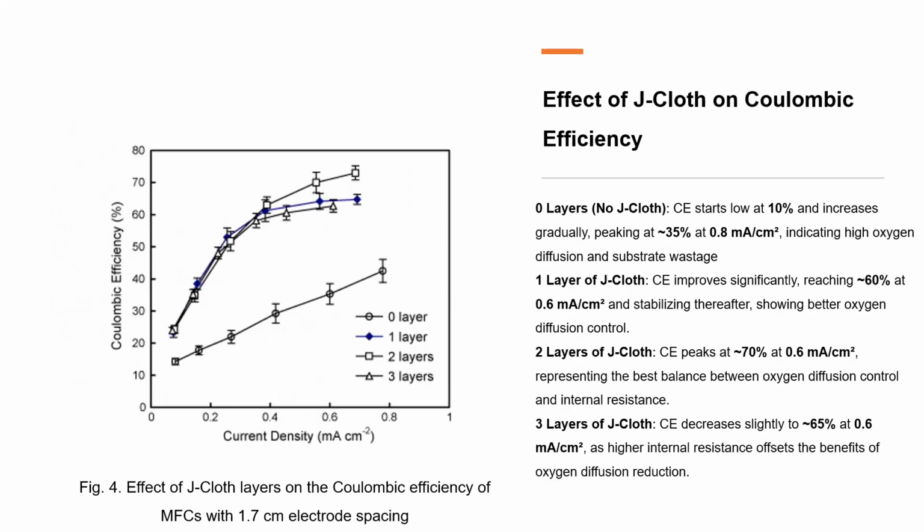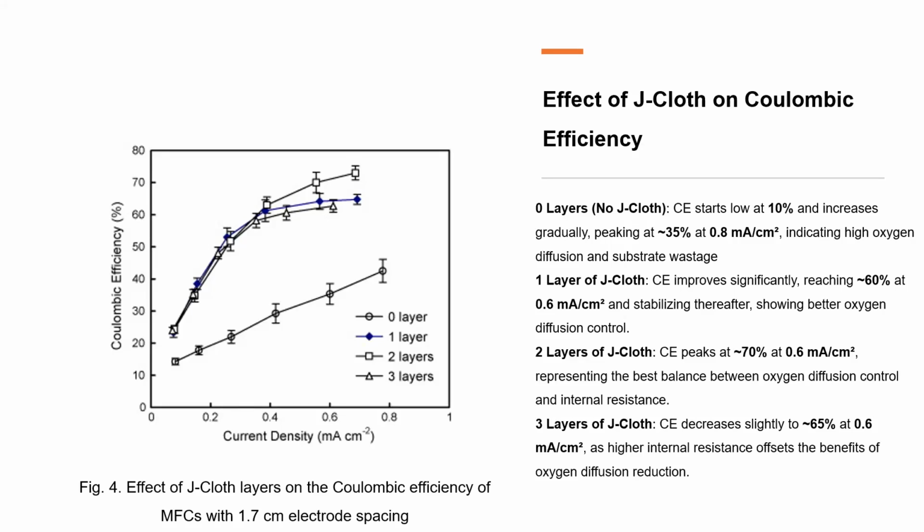Figure 4, this graph shows the impact of J-cloth layers on Coulombic efficiency as a function of current density in microbial fuel cells with a 1.7 cm electrode spacing. 0 layers, no J-cloth. Without J-cloth, the Coulombic efficiency starts at 10% and increases gradually, reaching around 35% at 0.8 mA per square centimeter. The low Coulombic efficiency indicates significant substrate wastage due to oxygen diffusion.